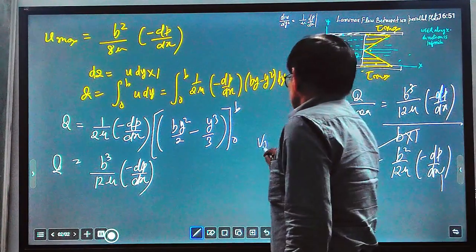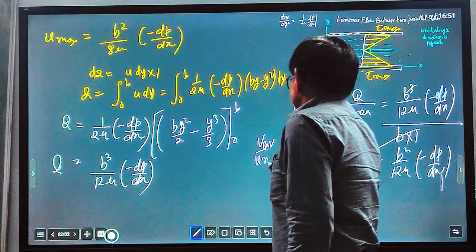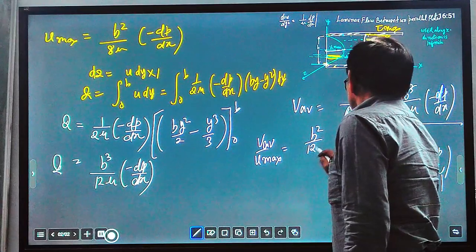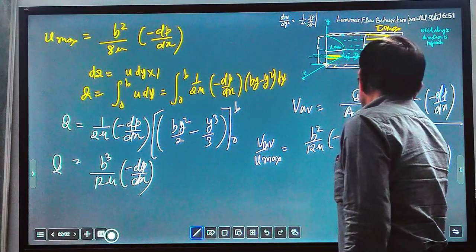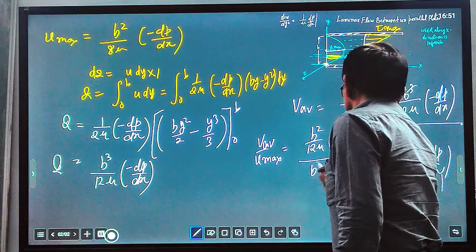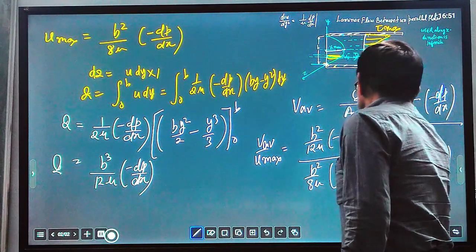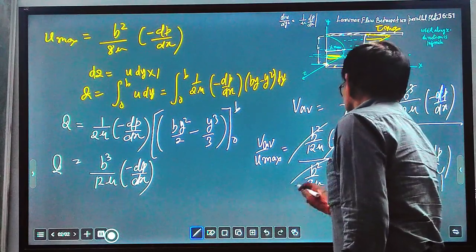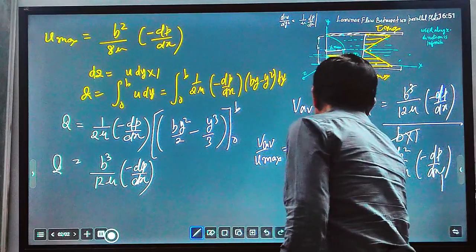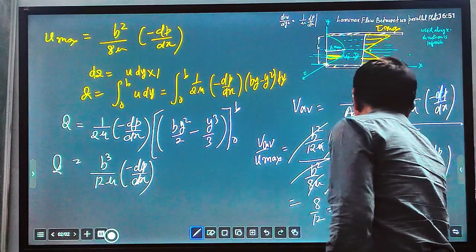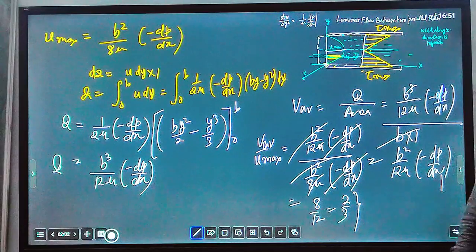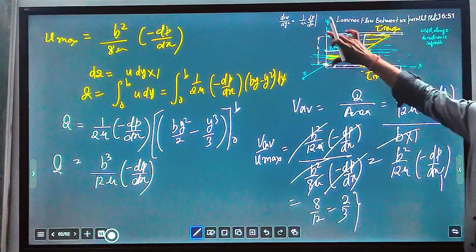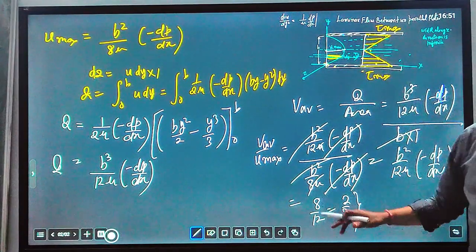What is the ratio between average velocity and maximum velocity? V average upon u maximum equals b square upon 12 mu times minus dp by dx, upon b square upon 8 mu times minus dp by dx. Canceling everything, it becomes 8 upon 12, equal to 2 by 3. This is a very important observation: the ratio of average velocity to maximum velocity for this distribution is equal to 2 by 3.